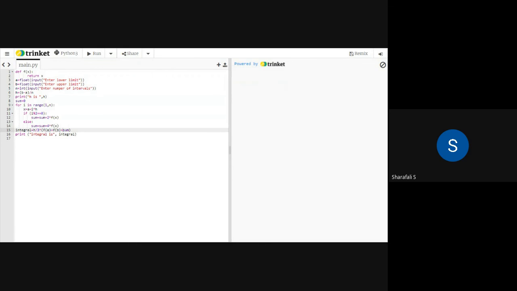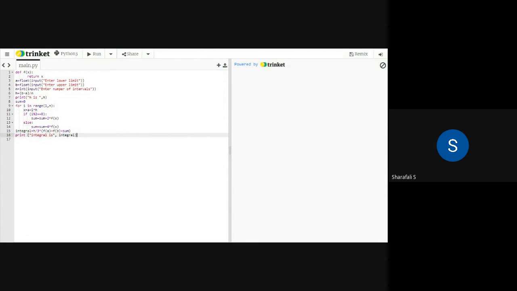Because we are considering the 2 times terms and 4 times terms separately, I think that is not required. Okay, so that is the program.